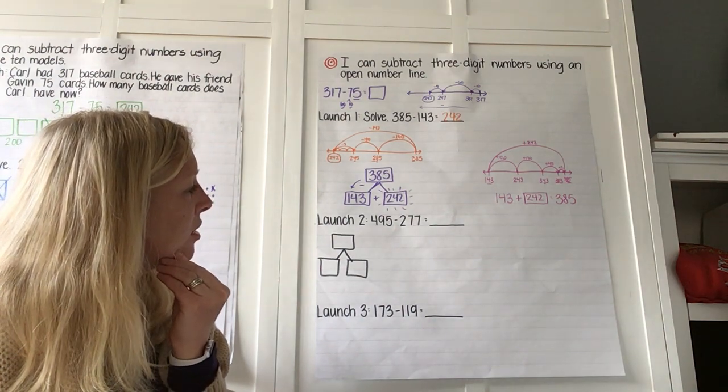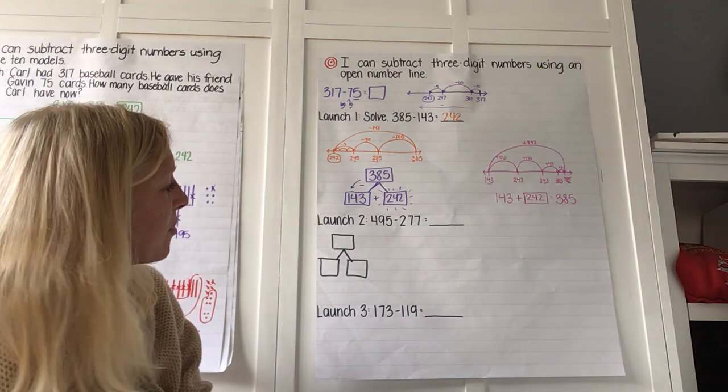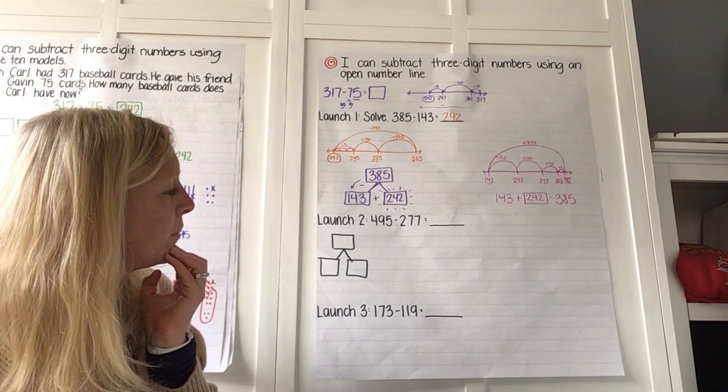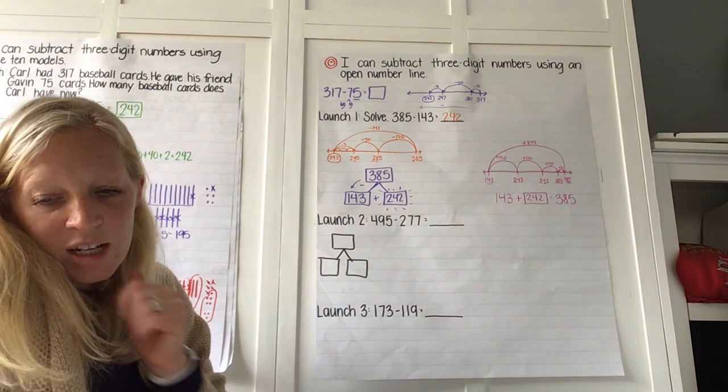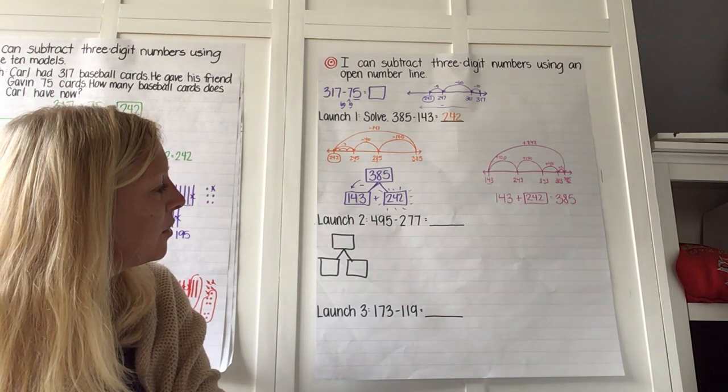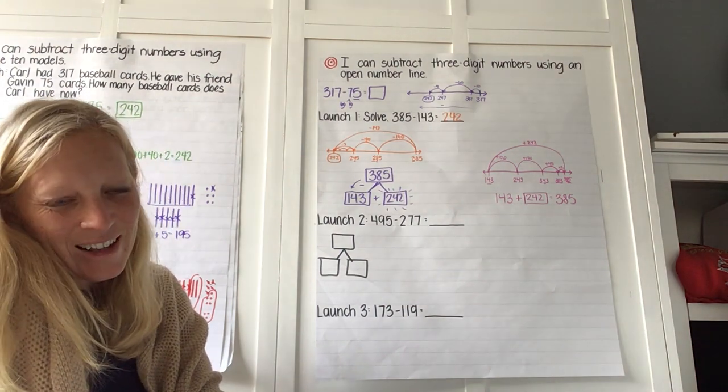Okay. I noticed that you did something. You broke up those ones into 2 smaller jumps. Why did you do that? And why is it helpful for you to get to that 10? 10 is a friend, isn't it?